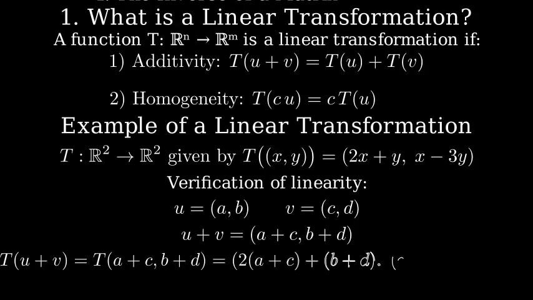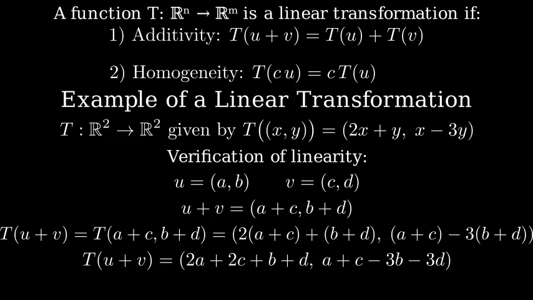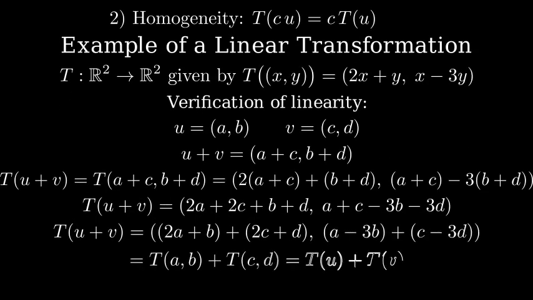Using the distributive property, this equals (2a plus 2c plus b plus d, and a plus c minus 3b minus 3d). Rearranging, we get (2a plus b plus 2c plus d, and a minus 3b plus c minus 3d). Notice that this is exactly T of u plus T of v, confirming additivity. Similarly, we can verify the homogeneity property.